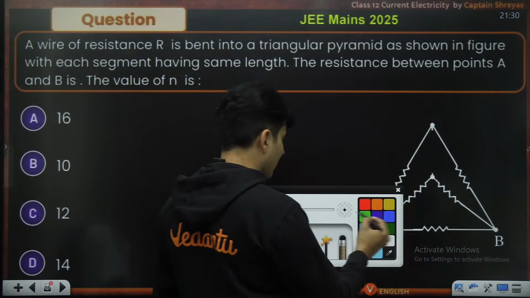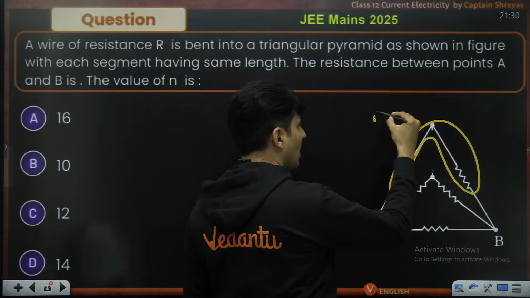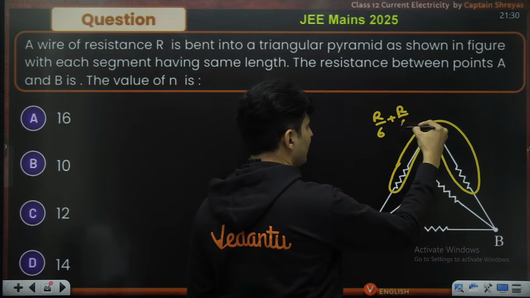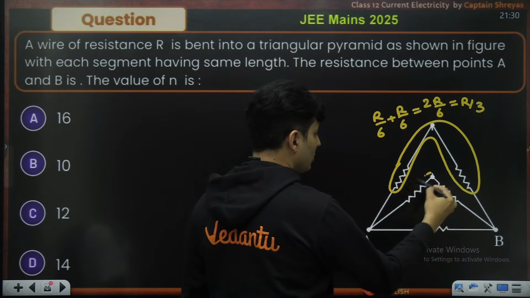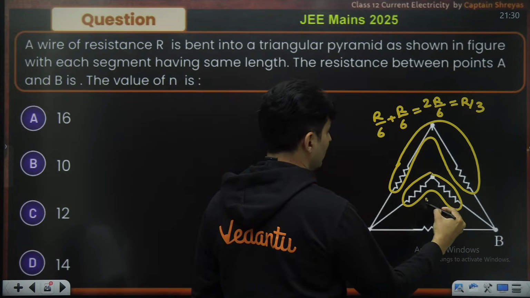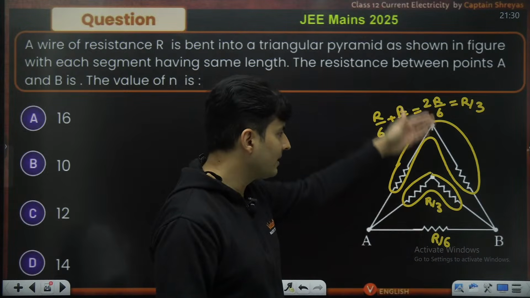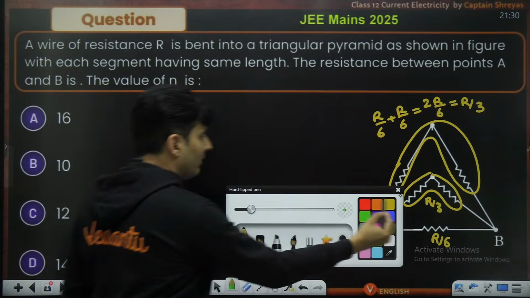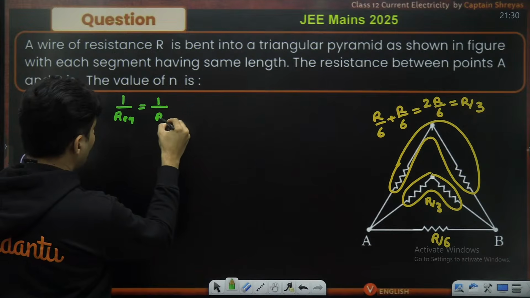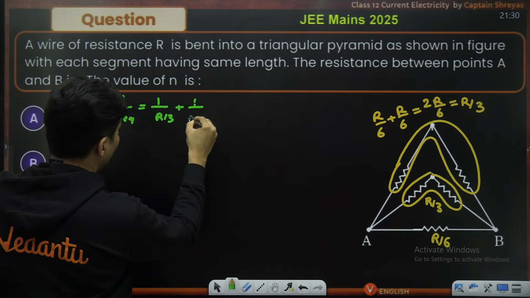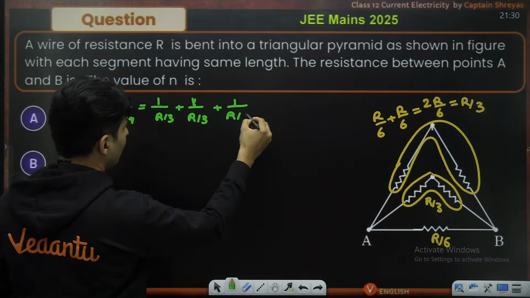Observe one by one. This and this are in series. So R by 6 plus R by 6 is 2 times R by 6, which is R by 3. Same story repeated here. That is also R by 3. But this one is R by 6. Now we have three resistors in parallel. So to find the equivalent resistance, 1 by R equivalent will be 1 by R1 plus 1 by R2 plus 1 by R3.